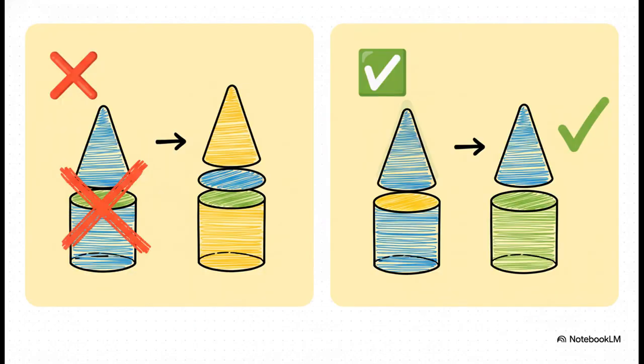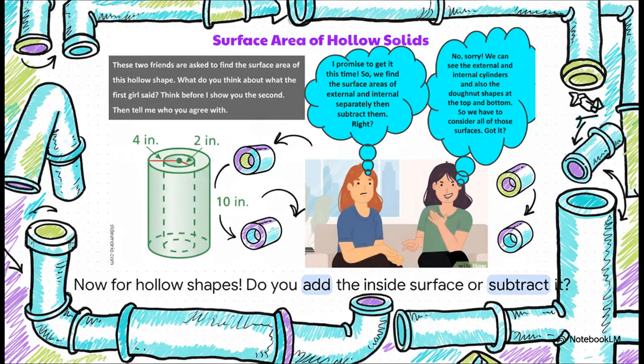Yeah, not quite. And here's the absolute key. When you glue 2 shapes together, the parts that touch are no longer on the outside, they become internal. So you can't include the bottom of the cone or the top of the cylinder in your final calculation. They're hidden now. They're not part of the surface anymore. Okay, on to the next puzzle. A hollow shape, like a pipe.